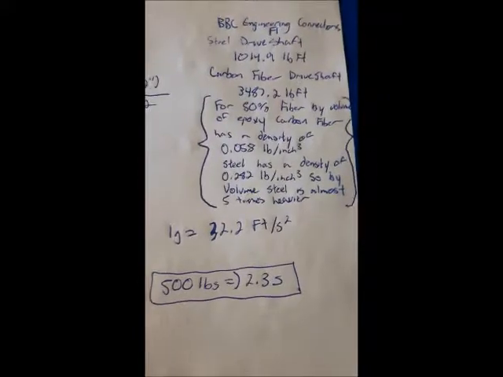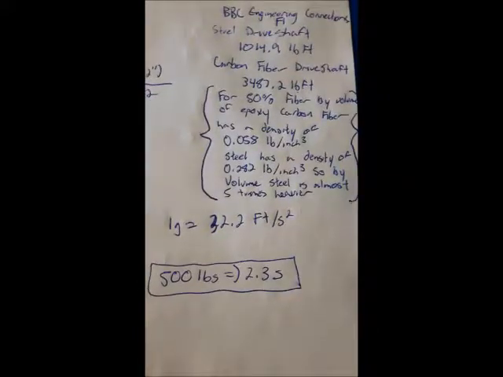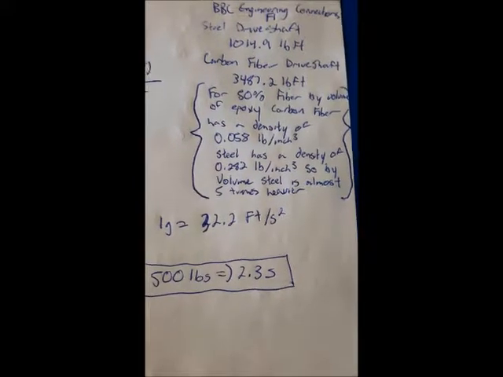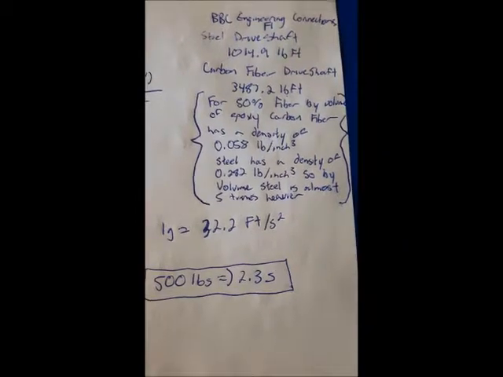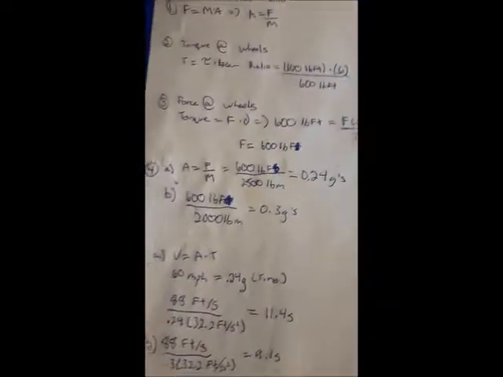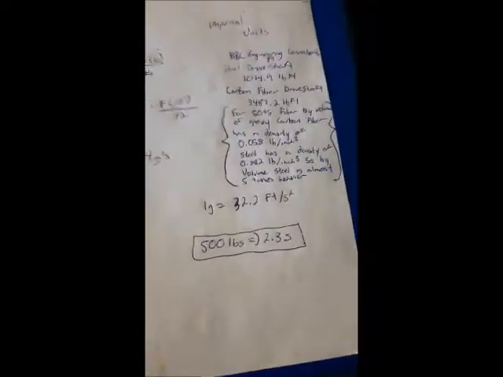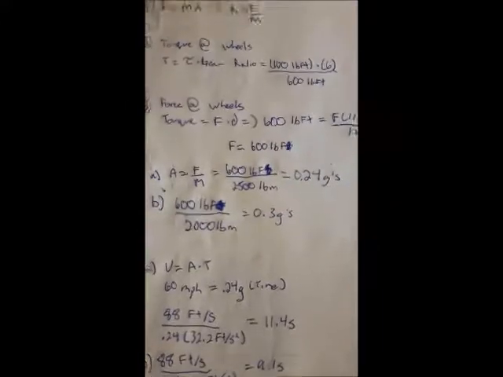So, let's say you add carbon fiber. Now, for 50% fiber by volume of epoxy, carbon fiber has a density of 0.058 pounds per inch cubed. Steel has a density of 0.282 pounds per inch cubed. So by volume, steel is almost 5 times heavier. So you take off 500 pounds from your car using carbon fiber, which is pretty easy to do. If steel is 5 times heavier, just replace a bunch of stuff.